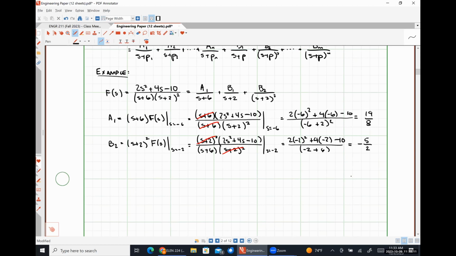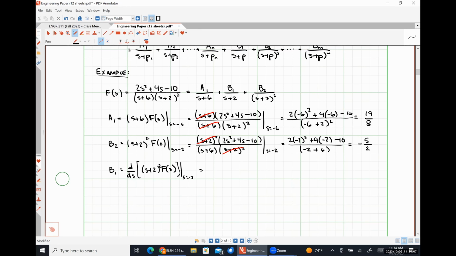Calculate coefficient B1. We're going to have the first derivative of s plus 2 squared times f of s evaluated at s is equal to -2, right? So we're taking the derivative of what survived when these two things canceled each other out. So to me, that looks like the quotient rule, because I have a polynomial on top and a polynomial on bottom, both functions of s, right? So the quotient rule, if I'm remembering correctly, which I don't always do, so please correct me if I'm wrong, would be the denominator times the derivative of the numerator minus the numerator times the derivative of the denominator, divided by the denominator squared.